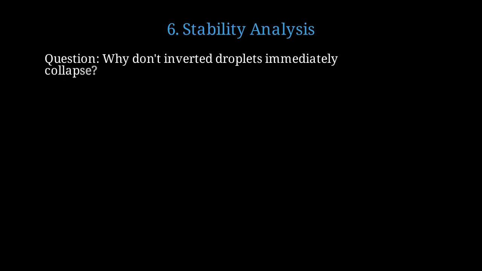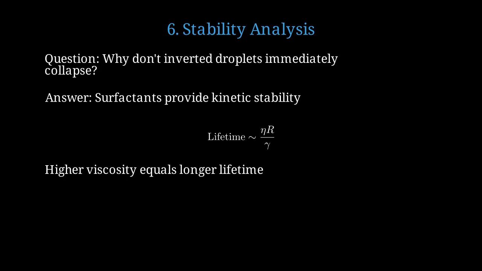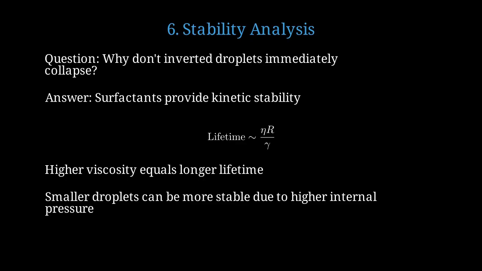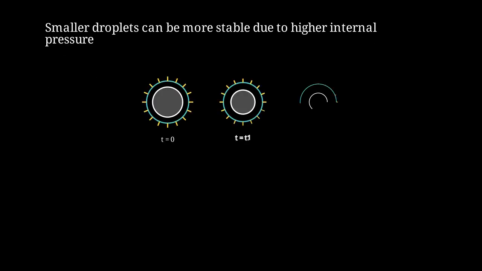Let's ask, why don't these inverted droplets immediately collapse and release their trapped air? The answer is that surfactants at the interface provide kinetic stability, creating an energy barrier. The lifetime scales with viscosity eta times radius r divided by surface tension gamma. Higher viscosity means the liquid drains more slowly, extending the droplet's lifetime. Interestingly, smaller droplets can be more stable because their higher internal pressure resists collapse. Over time, the surfactant layer shown in yellow stabilizes the droplet, though the air core gradually shrinks as gas diffuses out.